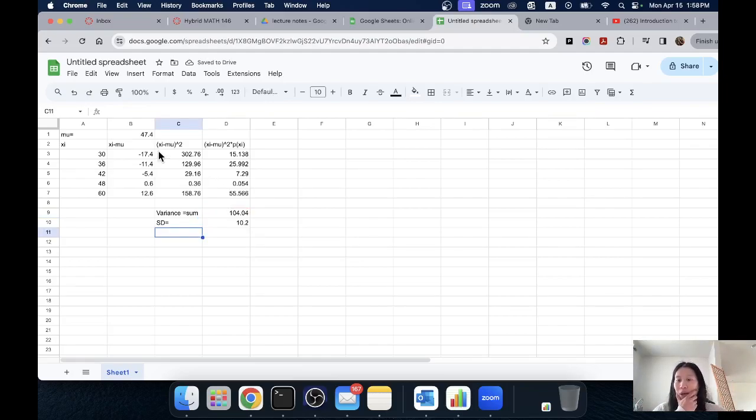So again, why do I want to use all of these functions? Because maybe at the beginning, you put in the mu as 47 instead of 47.4, and then it can just automatically change the value for you. You don't need to put in all of the numbers by yourself. So this is a good way for you to calculate and check your answer. So that's it for today.